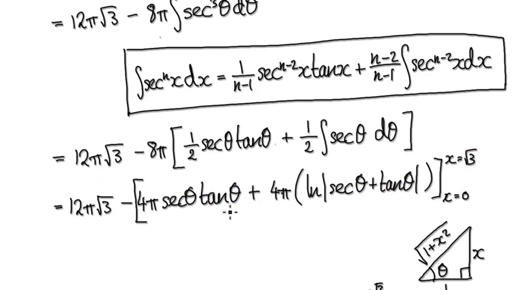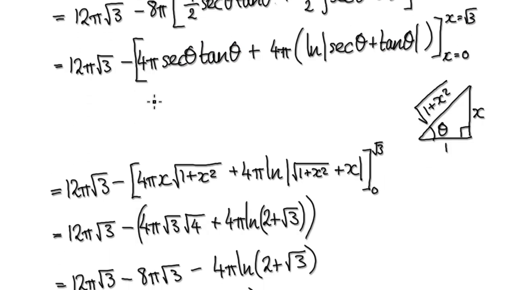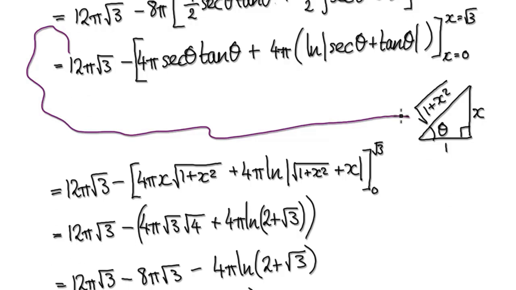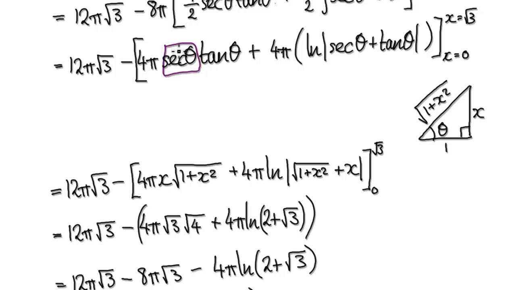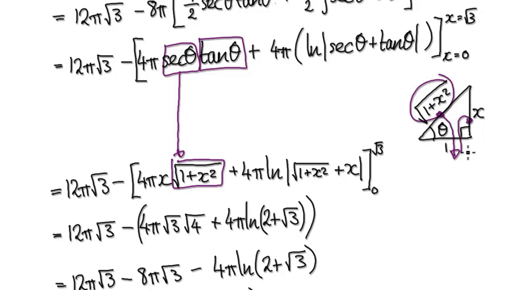So going back to the original diagram, which was this thing here, let's translate everything. So secant would be this thing here. So that will be root 1 plus x squared. So this thing here will then become this thing here. Now we need to translate tan. Well, tan is this thing here. So tan theta equals x over 1, which is, well, so tan theta is x. So this thing here will then become x.